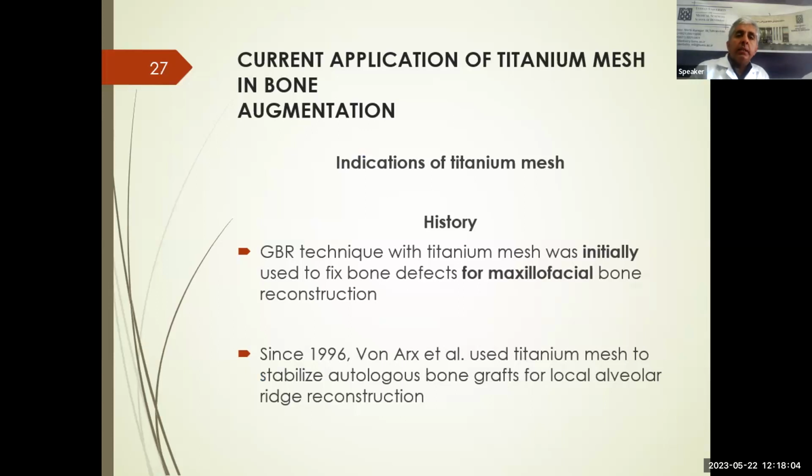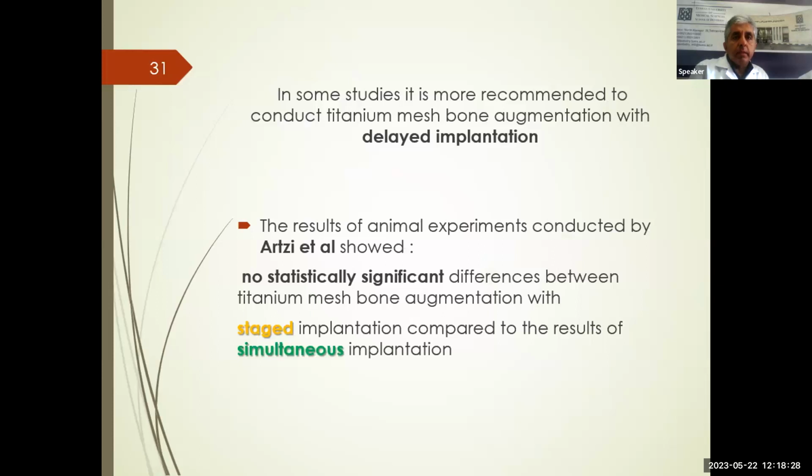As for the story, I can say GBR was at first introduced for maxillofacial bone reconstruction, and Boyne used titanium mesh to stabilize the autogenous bone graft for local alveolar ridge reconstruction. Some studies recommended titanium mesh bone augmentation for delayed implantation, and the results of the Artzi et al. study showed no statistically significant difference between titanium mesh bone augmentation with staged implantation compared to simultaneous implantation.